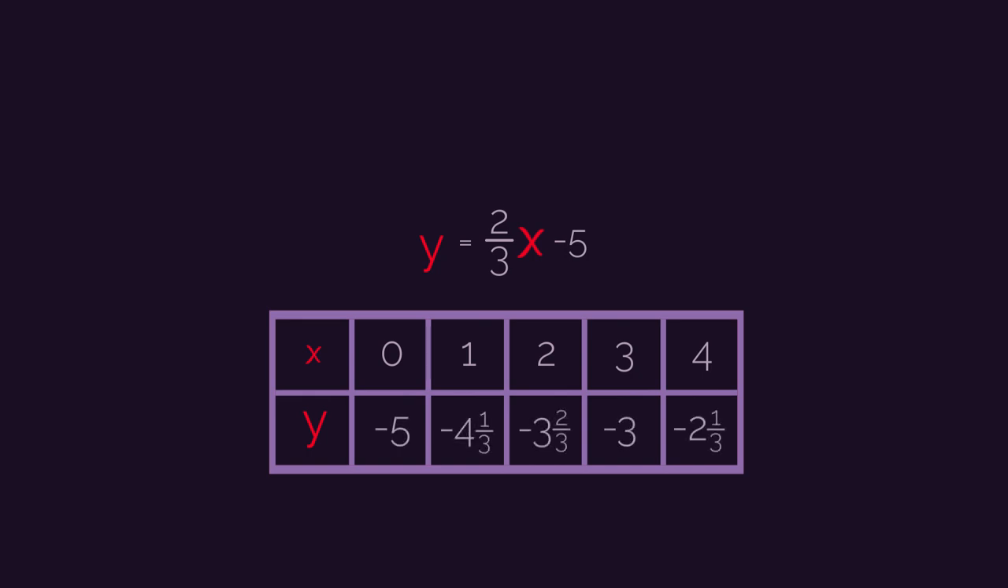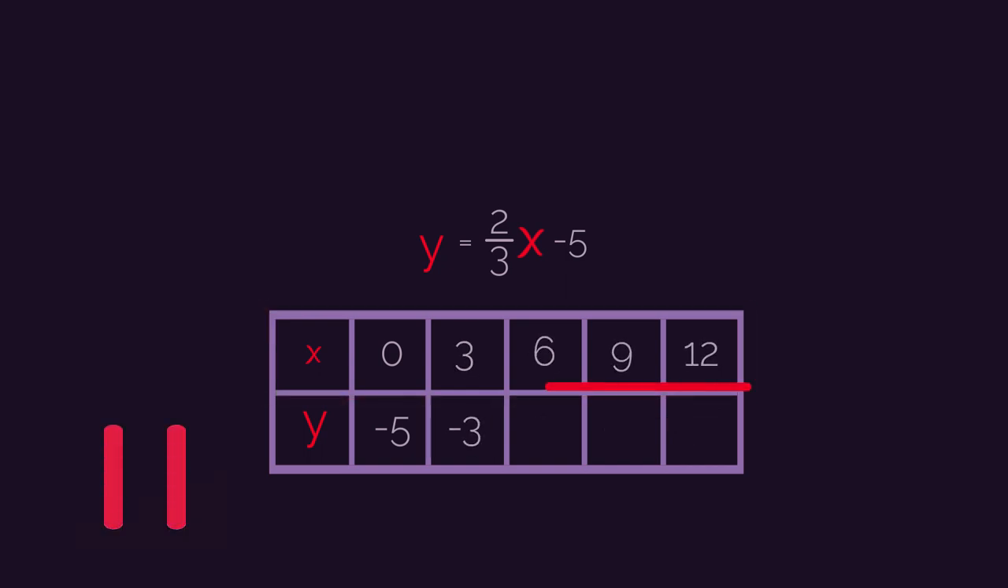Did you get these values? So we can easily plot the 0, negative 5 and the 3, negative 3. But we cannot easily and accurately plot the fractions. So we need to ignore these three and choose different values of x to substitute in instead.